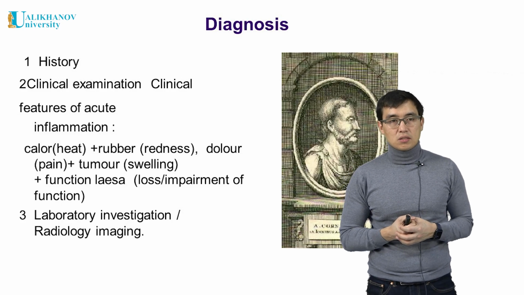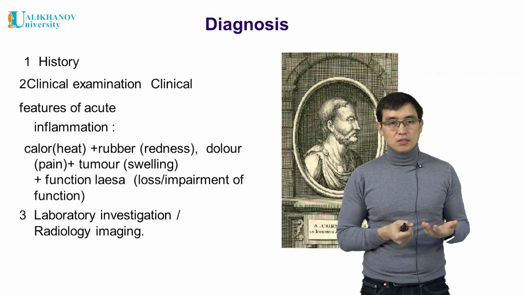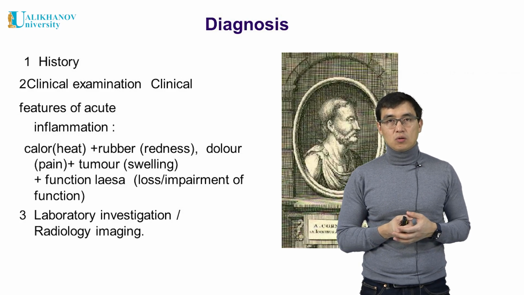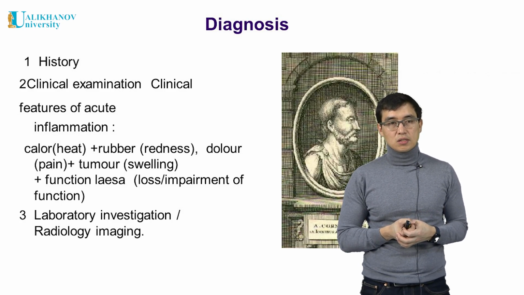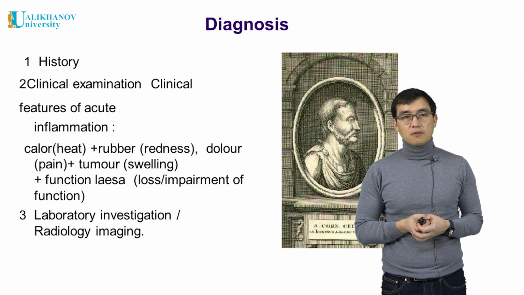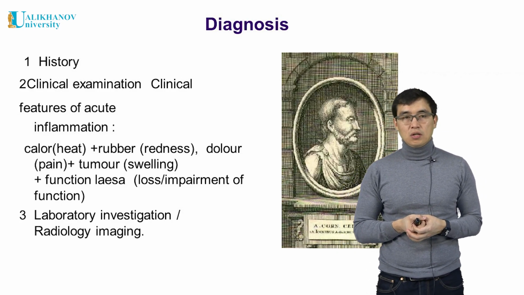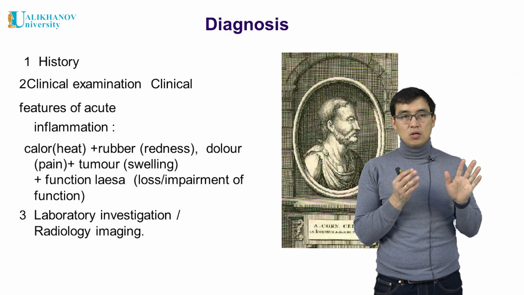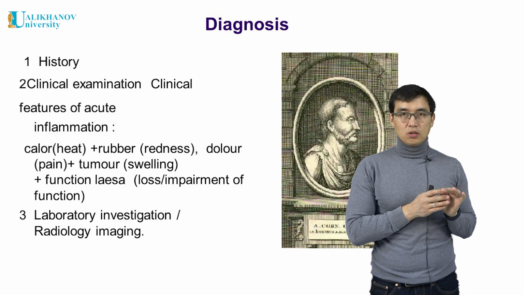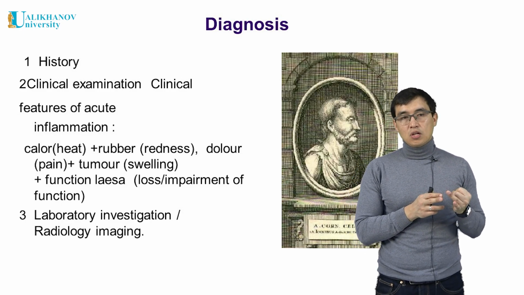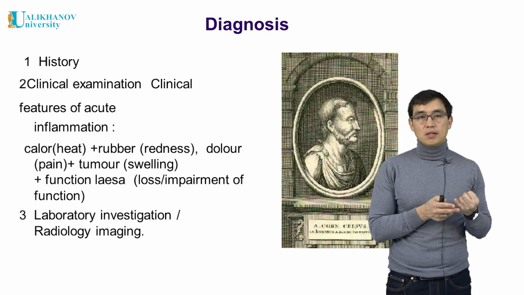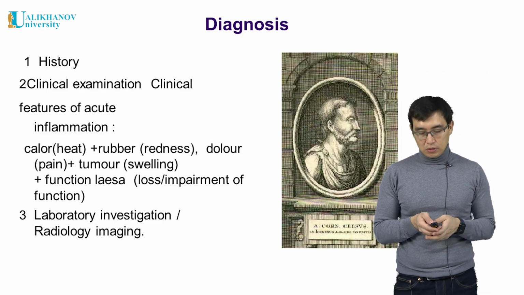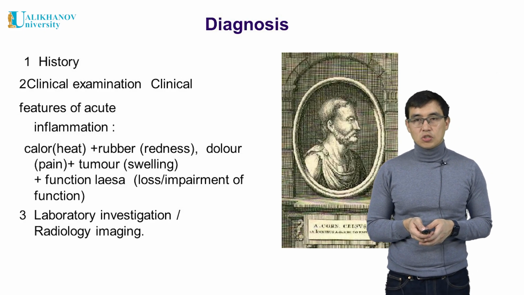Diagnosis. First, it's about history. We ask about history, when the onset of this surgical infection was. Second, it's a clinical examination. Clinical features of acute inflammation we talked about in our previous lectures. It's 5 features: calor is heat, rubor or redness, dolor it's pain, tumor it's swelling, and functio laesa it's a loss or impairment of function. Third, it's laboratory investigation and radiology imaging.